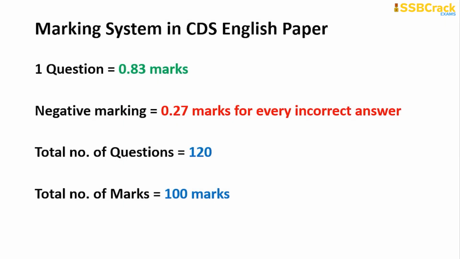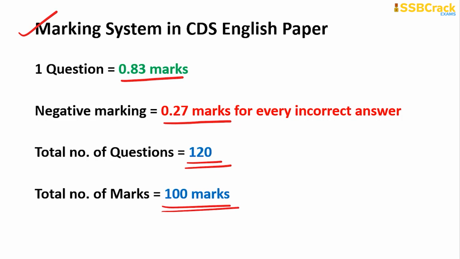Let's start first of all with the marking system of the CDS English paper. Each question carries approximately 0.83 marks, and if you answer correctly, you'll score 0.83 marks. However, there is negative marking also: for every incorrect answer you will lose approximately 0.27 marks. The total number of questions in the CDS English paper is 120, and the total marks are 100.